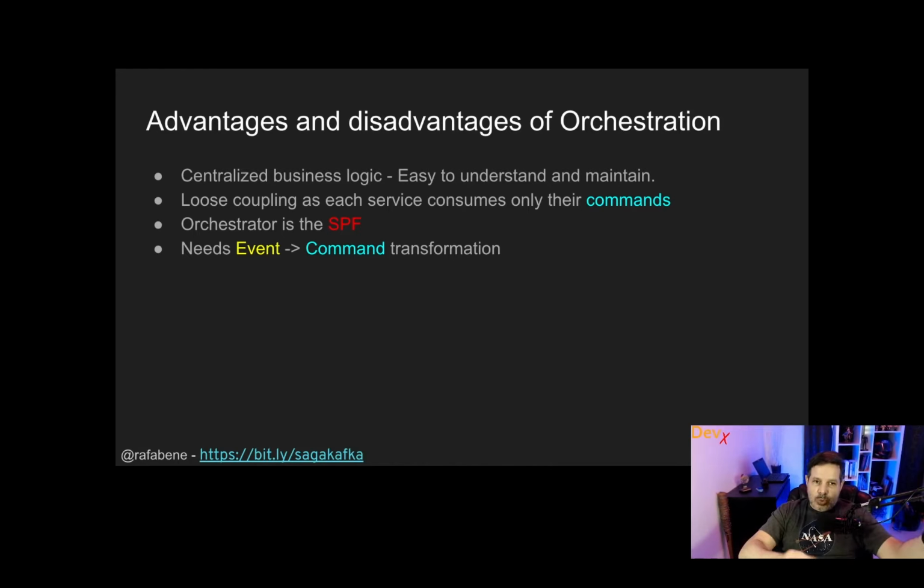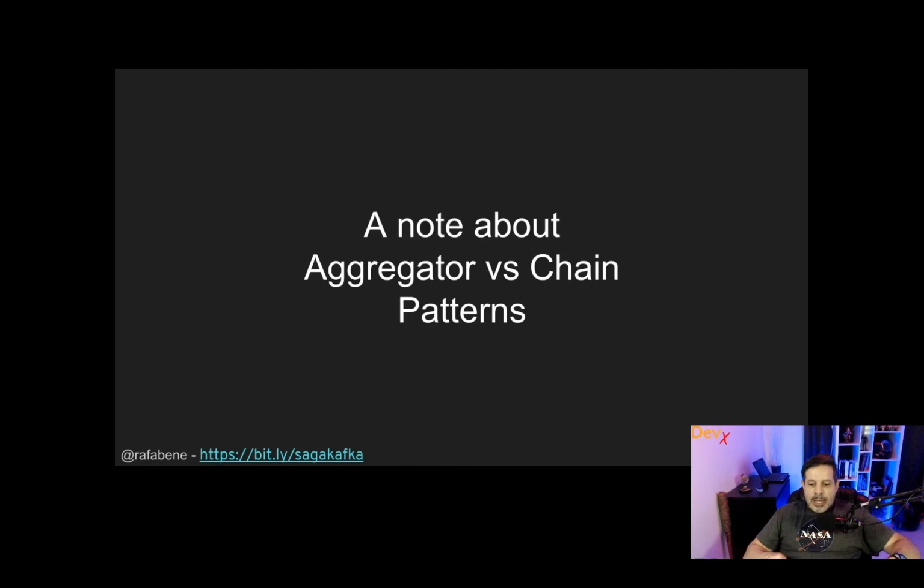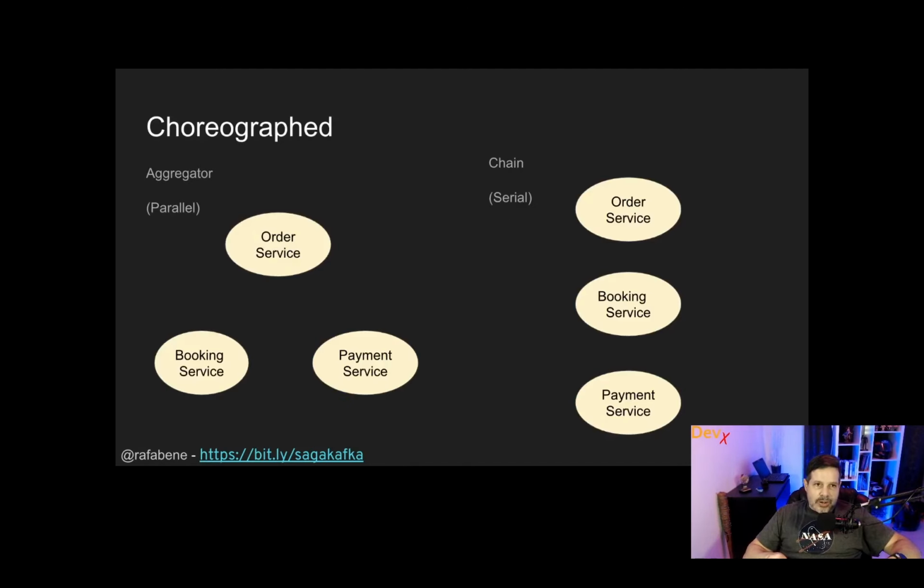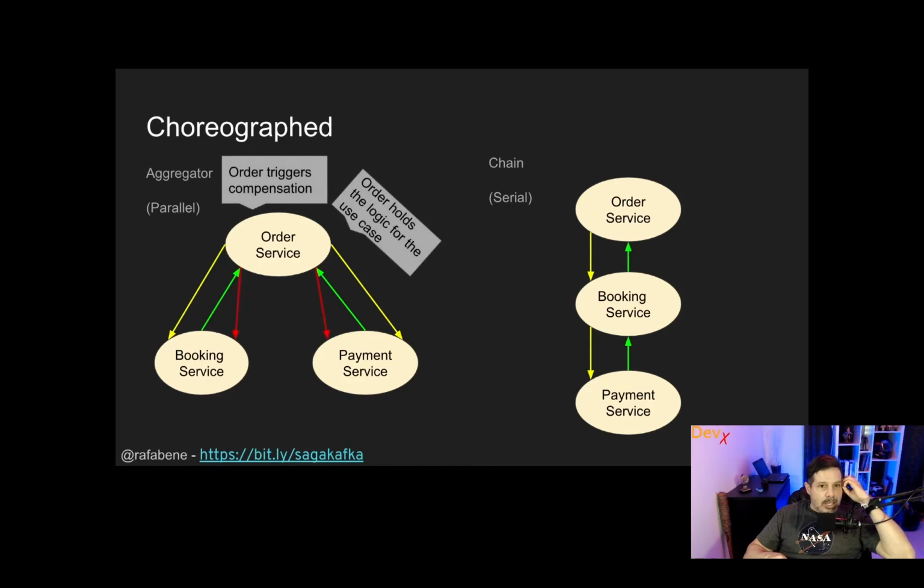And needs, of course, to reduce the coupling, the event to command transformation. Perfect? But no matter if you are using choreographed or orchestrated, you can have, for example, the order service being the aggregator for the use case. In this case, the events are sent in parallel. Or we can use it as a chained invocation, where the order service sends the commands to booking that sends to payment. The problem is the aggregator holds the logic for the use case.